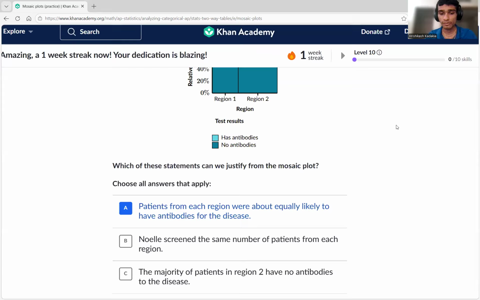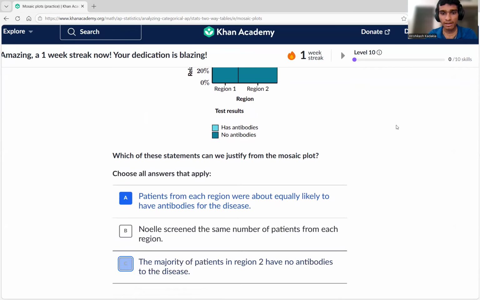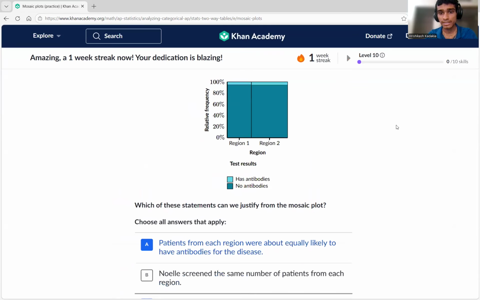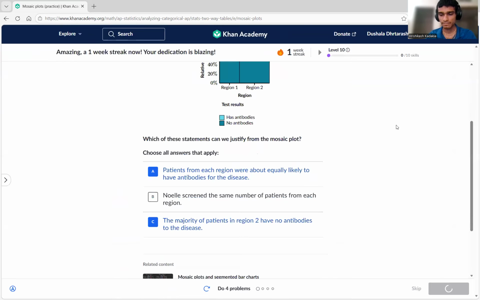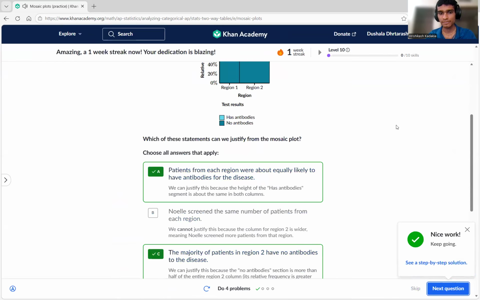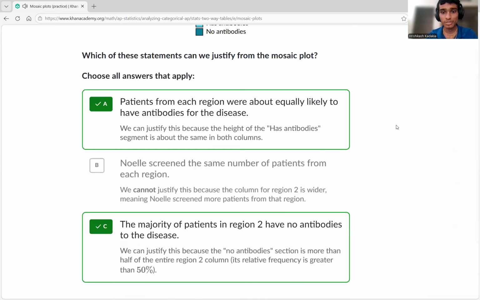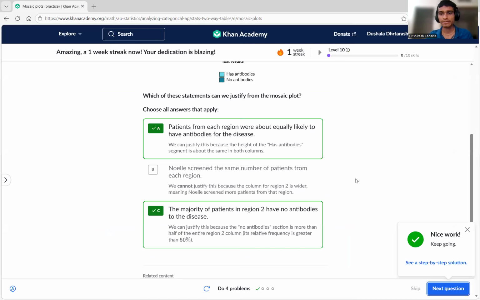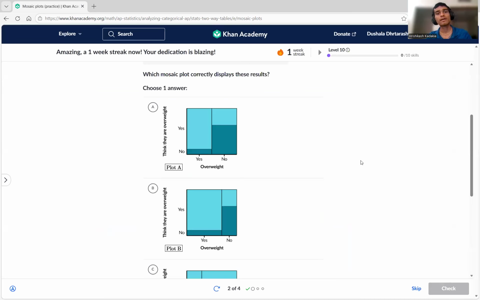Well, yes. The majority of the patients in actually both regions have no antibodies to the disease. Yes, region two is wider, that's why we cannot justify this. It means he screened more patients from that specific geographic region.